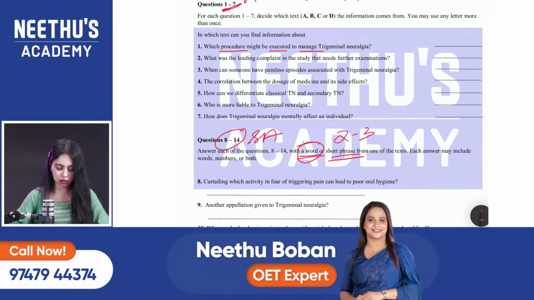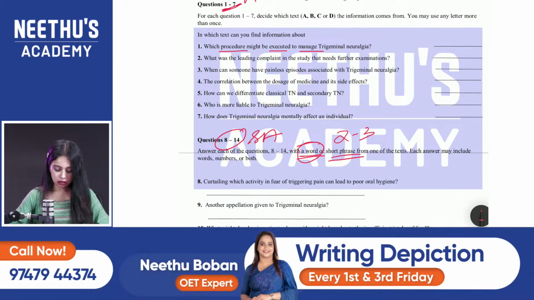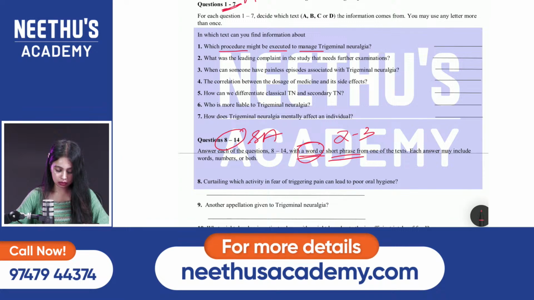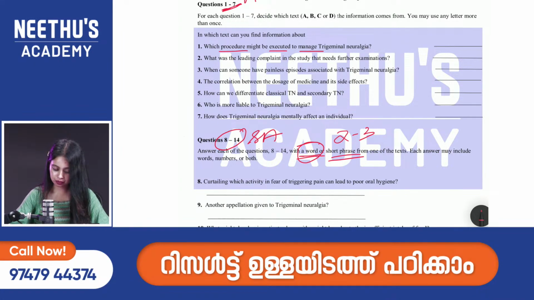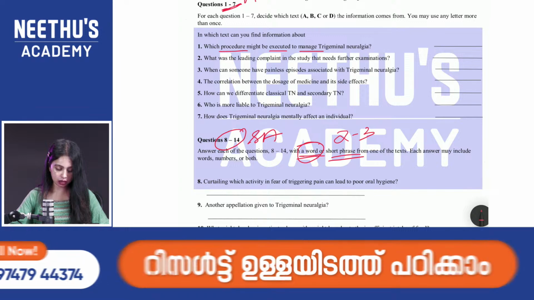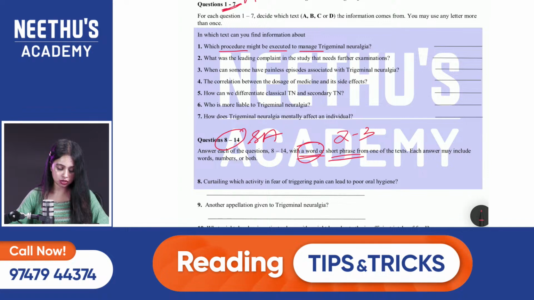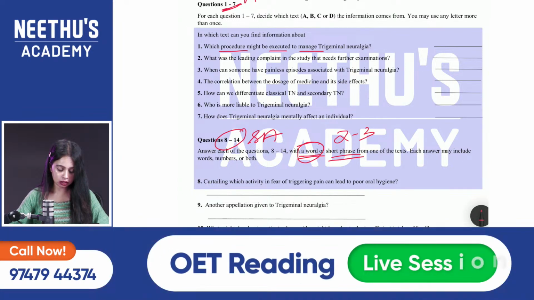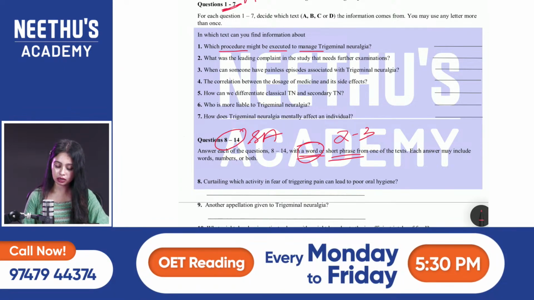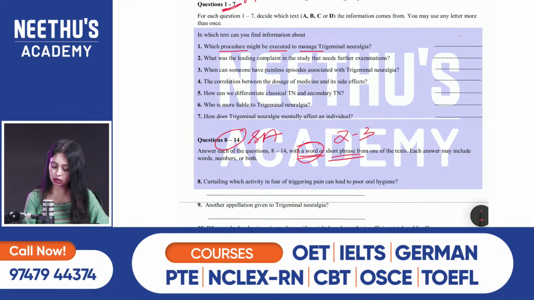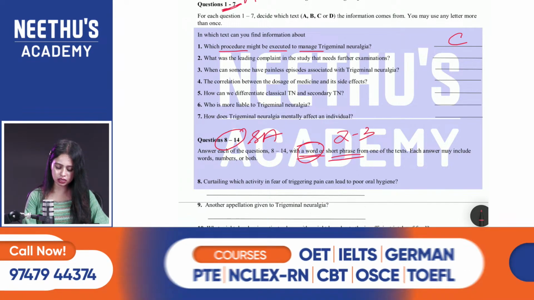Yes, Nimmi, procedure and manage. Very good, dear. So where is it mentioned? Yes, Vineet, C. Procedure, executed, manage. Asna, Nimmi, Amy, Adhan, very good. The answer is mentioned in text C. So where is it mentioned in text C?